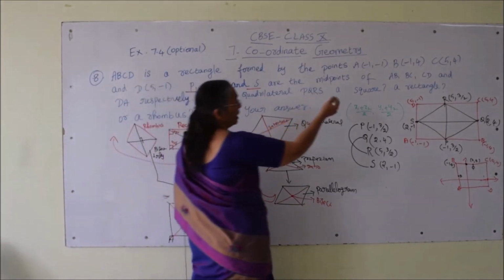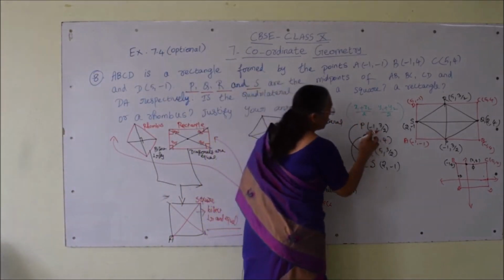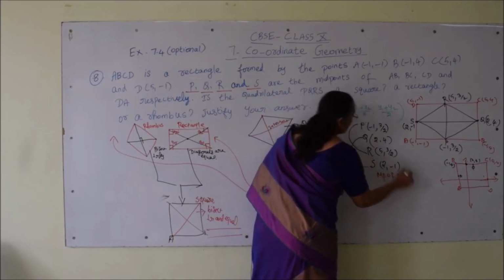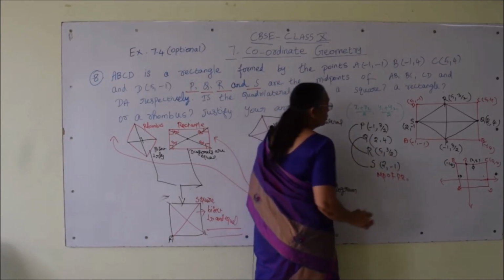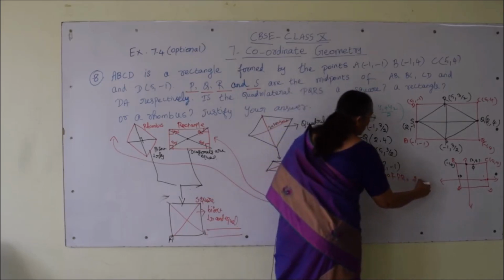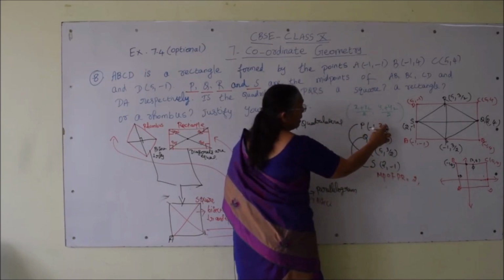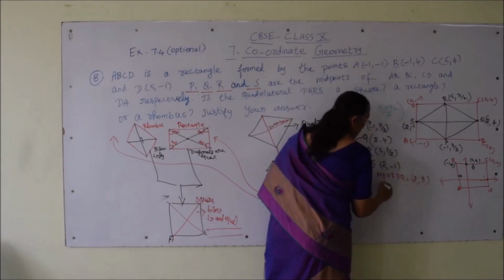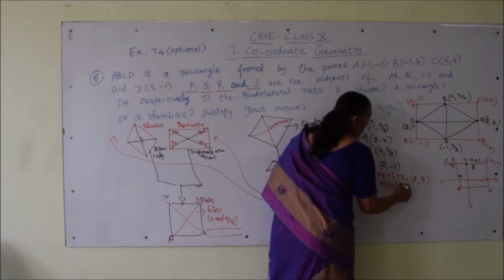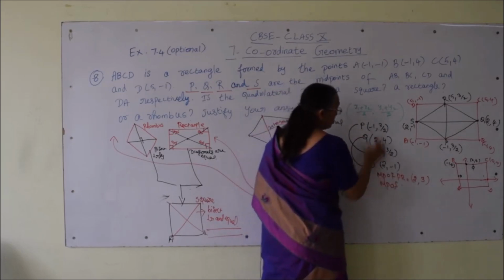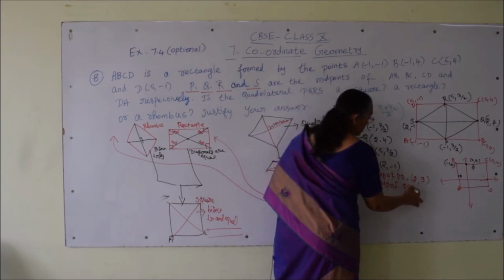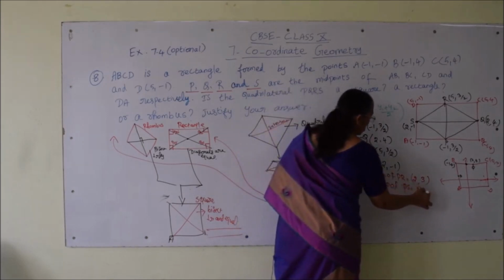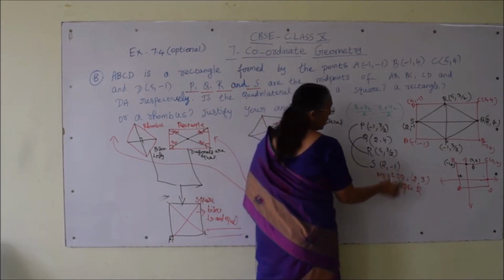So what is the midpoint of PR? The midpoint formula we have already done: x1 plus x2 by 2. So the midpoint of PR: minus 1 plus 5, 4 by 2, 2, comma, 3 by 2 plus 3 by 2, 6 by 2, which is 3. So 2, comma 3. Shall we check the midpoint of QS? PR I checked, now QS. Midpoint of QS: 2 plus 2, 4 by 2, 2, comma, 4 minus 1.